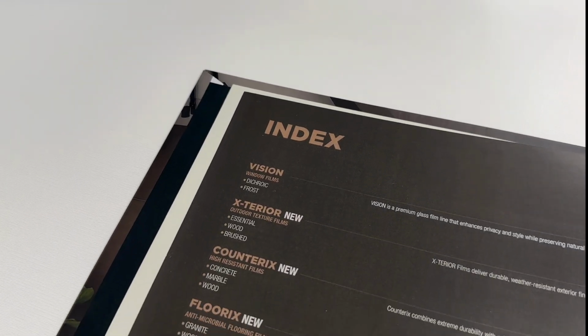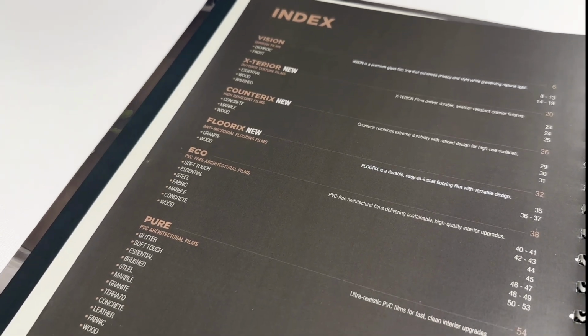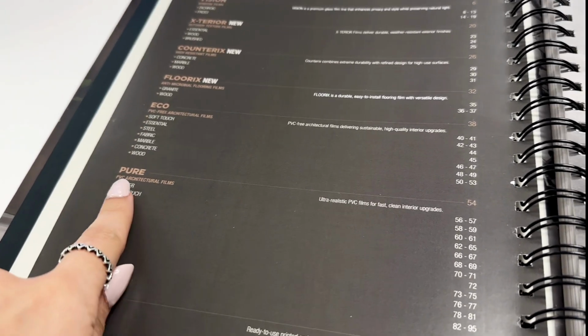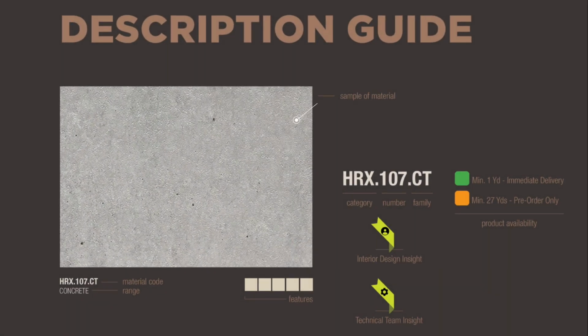On the next page, you'll find the index where you can see the different material categories. Next to each category, you'll find the page number. In the description guide, we'll find a sample of the material, along with the material code and the range it belongs to. Along with this, we'll find the availability indicators, meaning if it's a green code, it will be delivered immediately. If it's an orange code, it means that it's pre-order only.